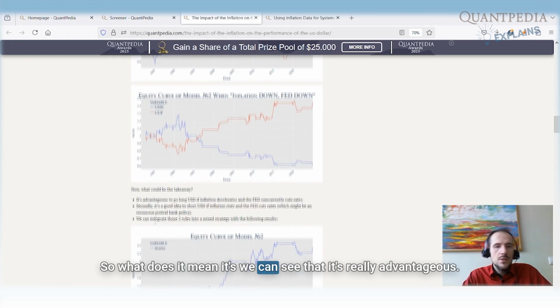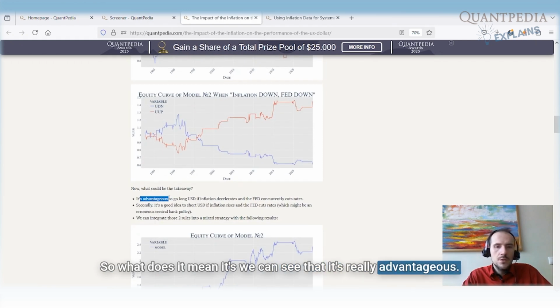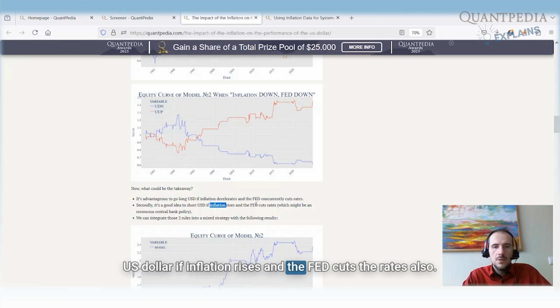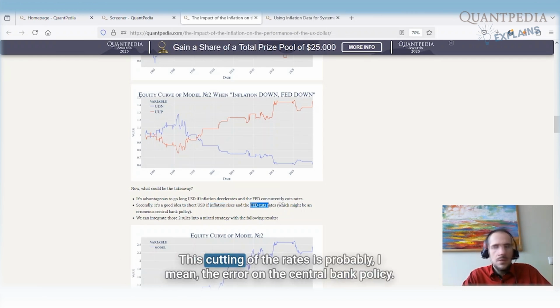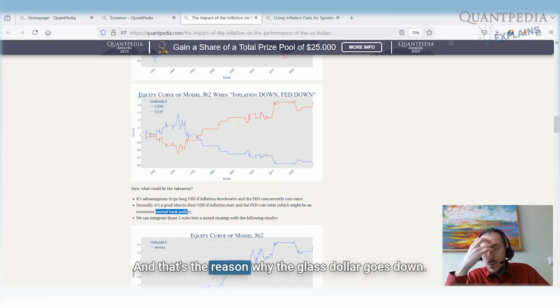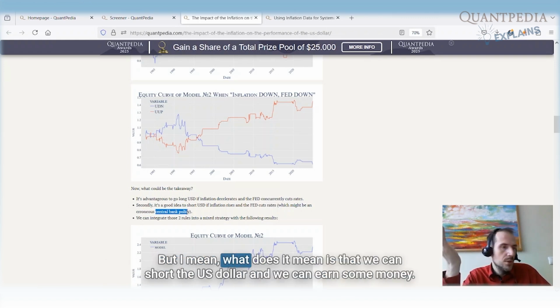So what does it mean? We can see that it's really advantageous to go long the US dollar if inflation goes down and the Fed cuts the rates. And secondly, it's a good idea to short the US dollar if inflation rises and the Fed cuts the rates also. This cutting of the rates is probably an error in central bank policy. So it's not a good idea to cut the rates when the inflation rises, and that's the reason why the US dollar goes down. But what it means is that we can short the US dollar and earn some money.